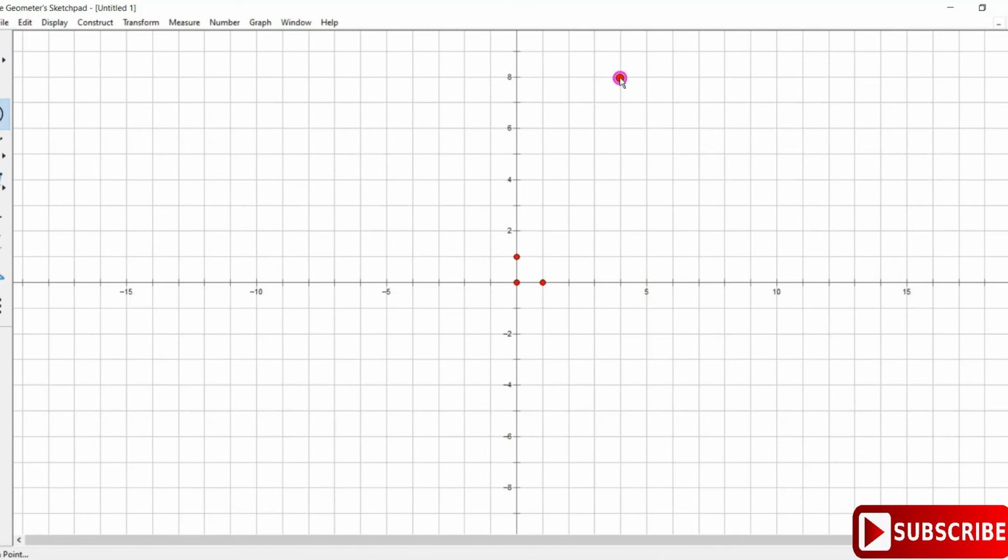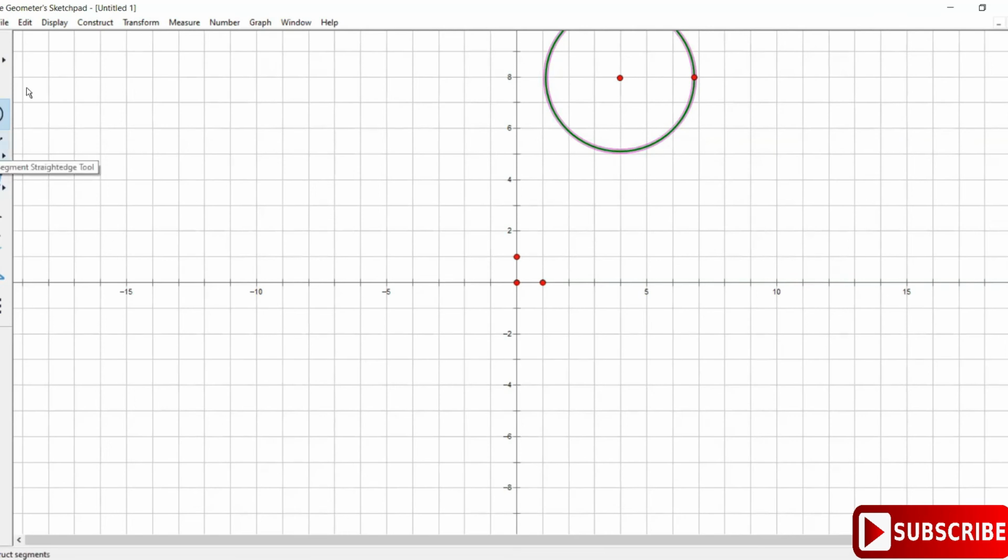Root 8 is almost 3, this is 1, this is 2, this is about root 8. Root 8 is 2.8. This is 2, 2.5, 2.6, 2.7, 2.8. This is roughly 2.8. So the circle would be roughly like this. All right, so that's the circle.